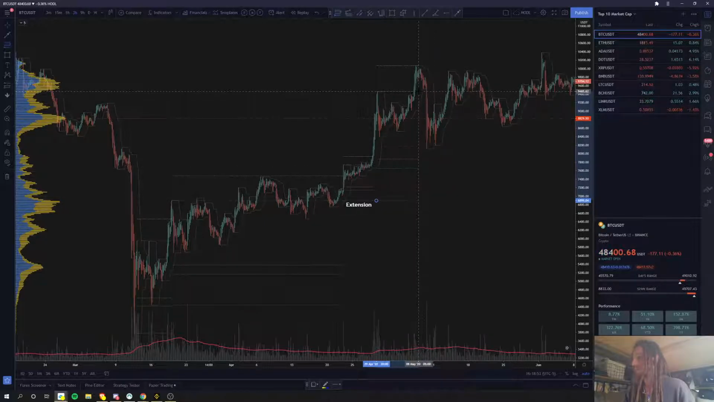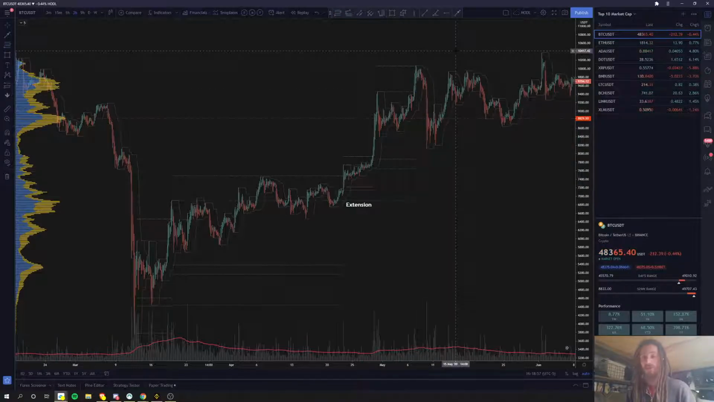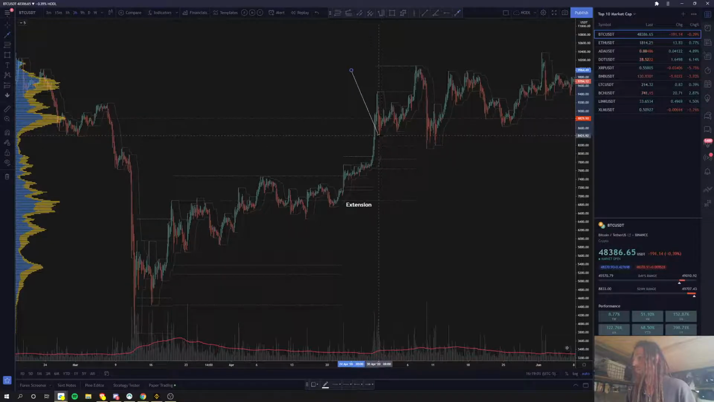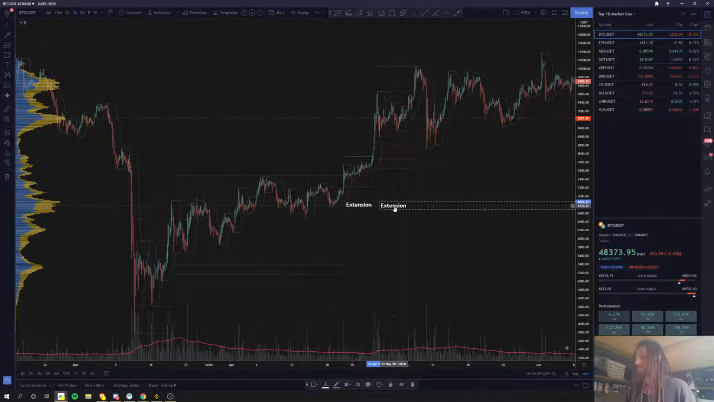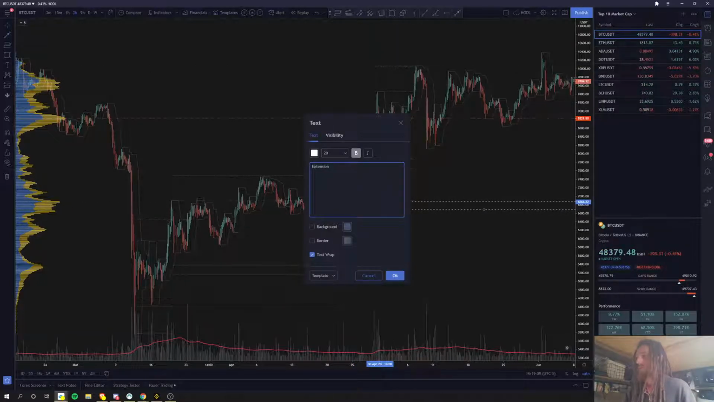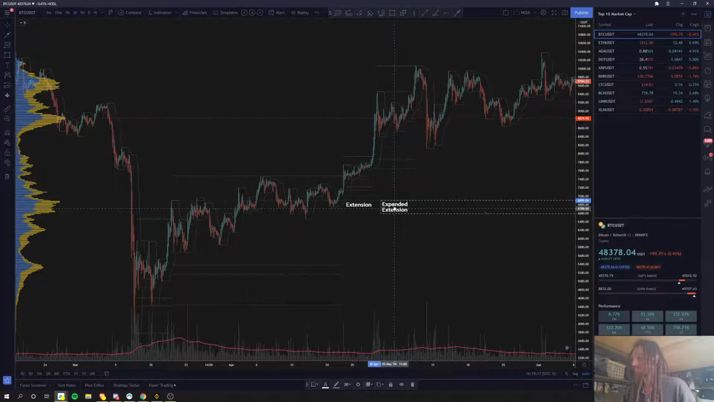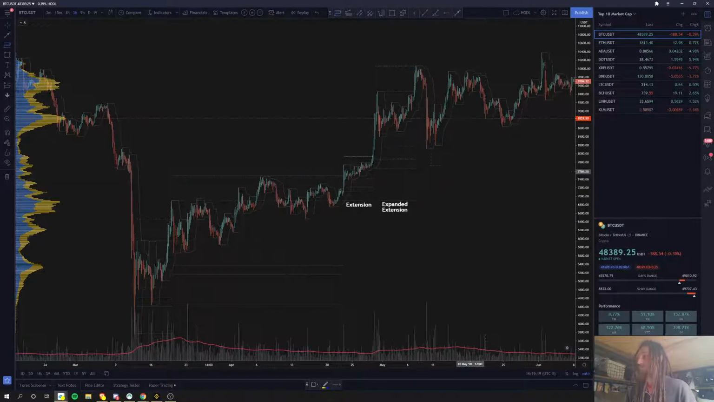So here we have an extension. It, again, enters at the 382, the 50, and the 618. This is another nuance. What do we get here? A wick entry at the 382. It goes straight to target and reverses straight at target. And then let's get the expanded extension. We're going to try to keep this as legit as we can. So that is an expanded extension.